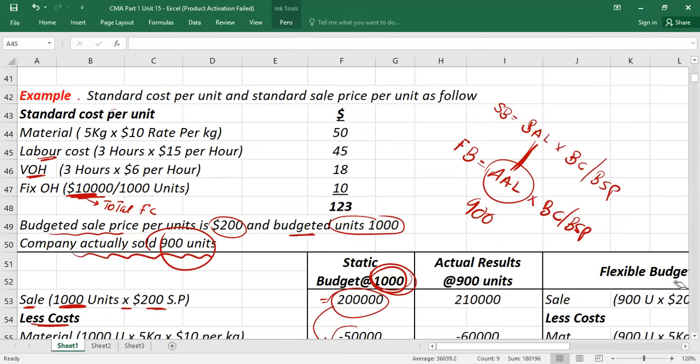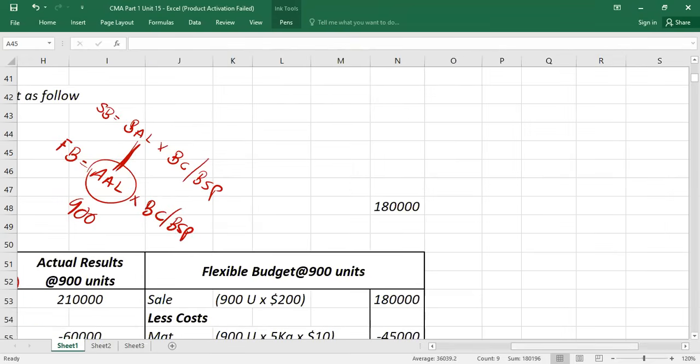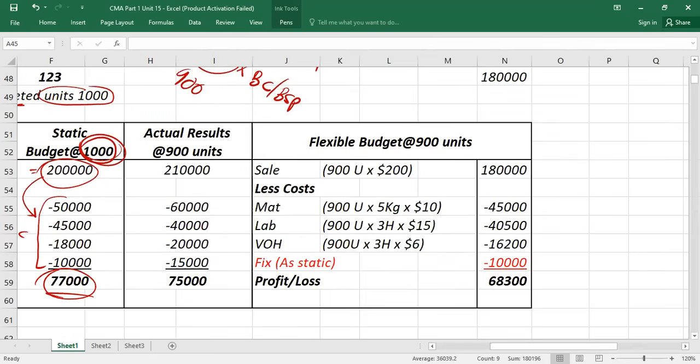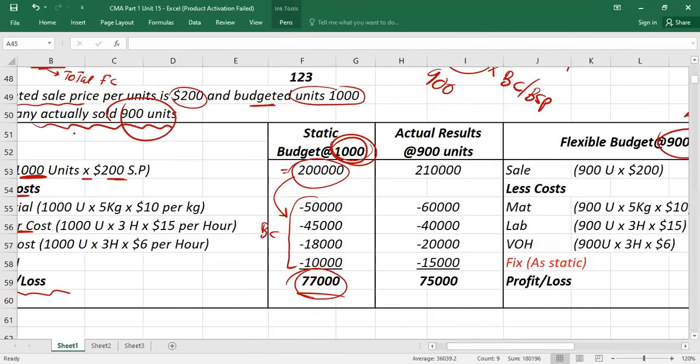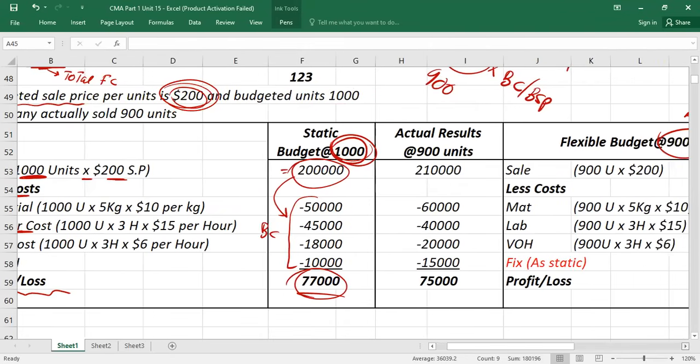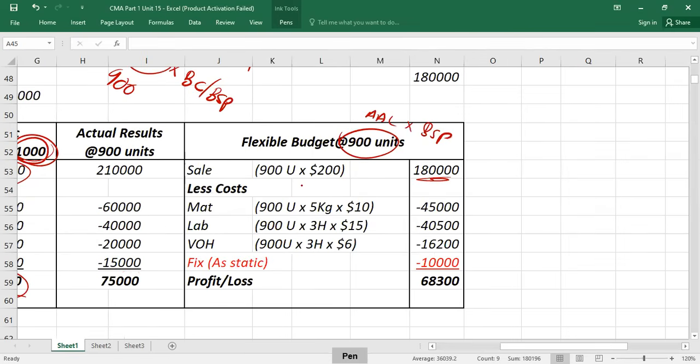For example, if I want to calculate the flexible budget now, and I want to write sales value, I'll take the actual activity level, which is 900 units, and multiply it with the budgeted selling price. The budgeted selling price is given in the question here, 200. So this will give you sales value of 180,000.